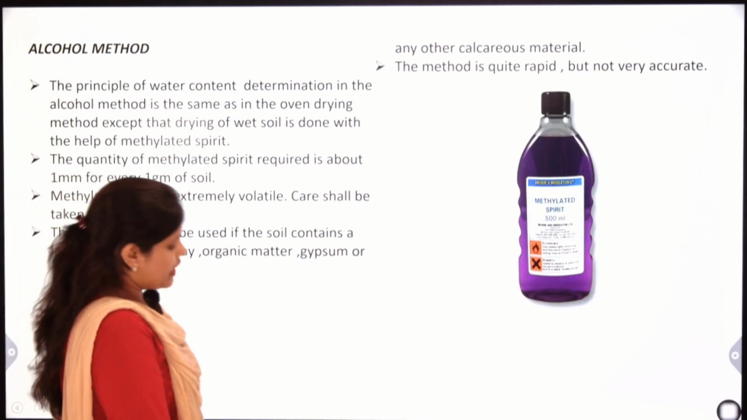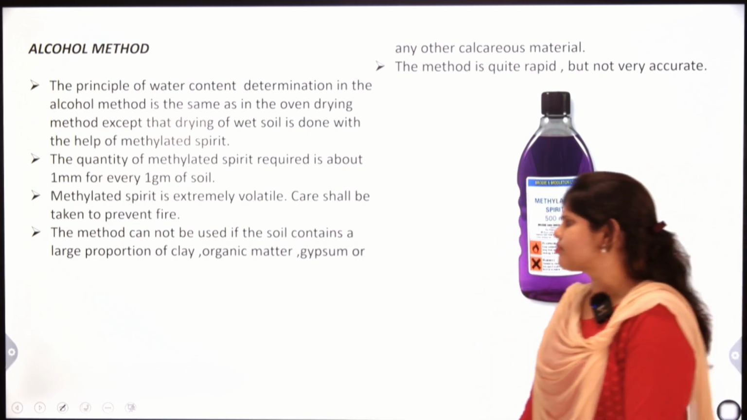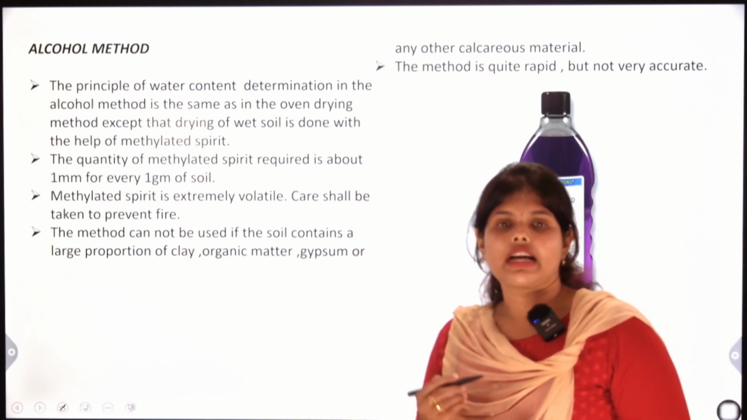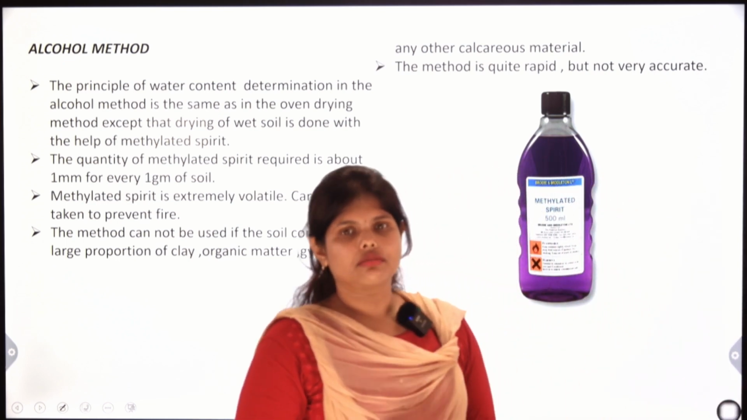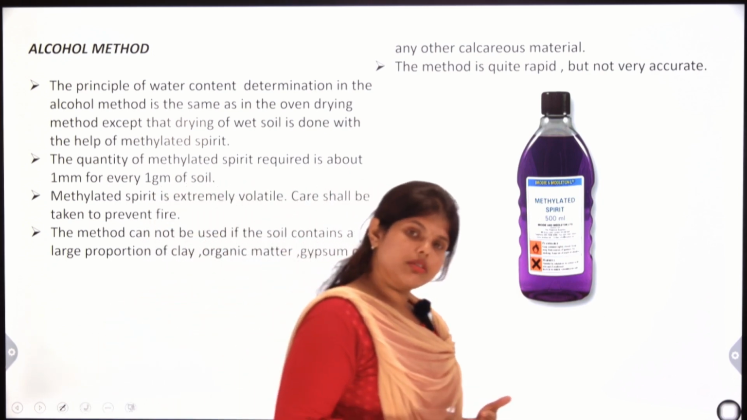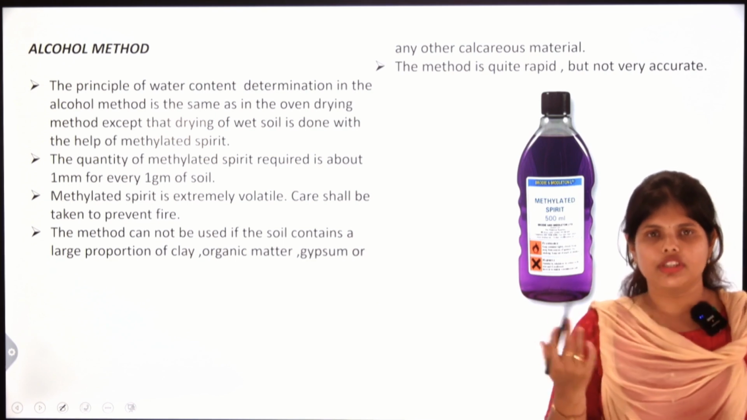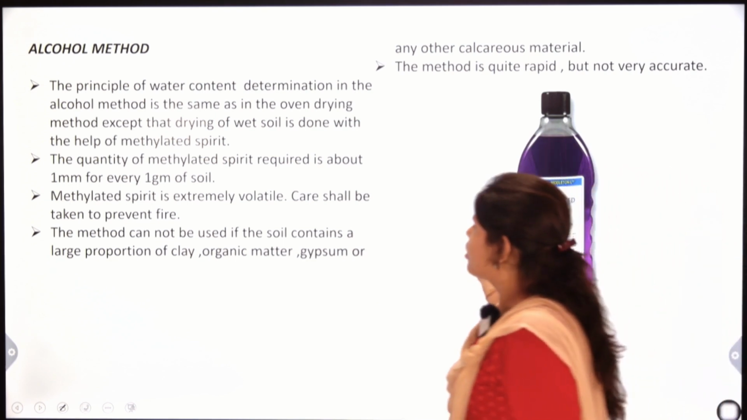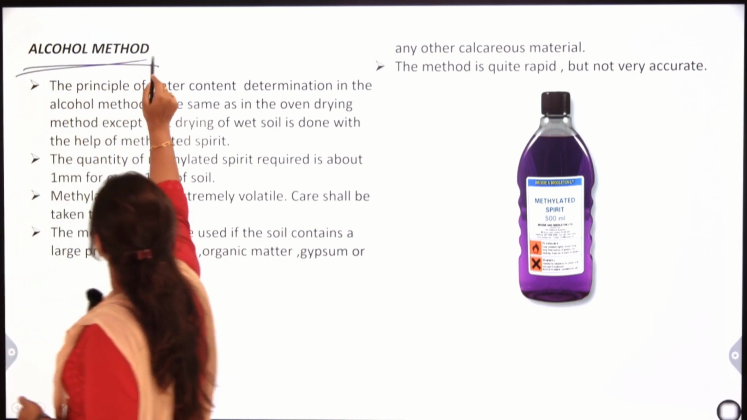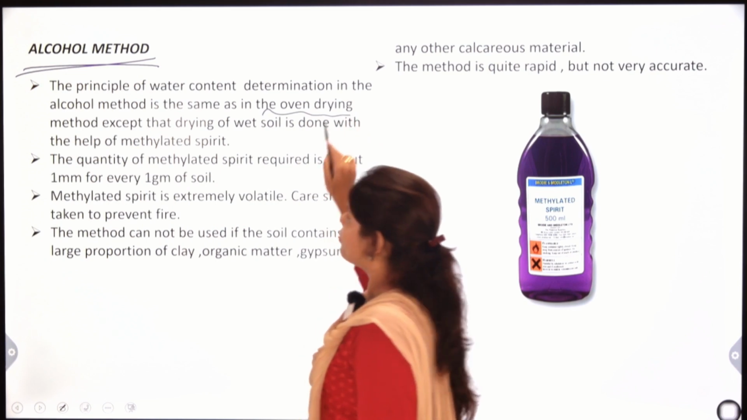So here is our next method, the alcohol method. In the alcohol method, we also need to calculate our dry soil sample and wet soil sample. First we have the wet soil sample and next we calculate our dry soil sample, also using the oven dry method formula. The determination in the alcohol method is the same as in the oven drying method.